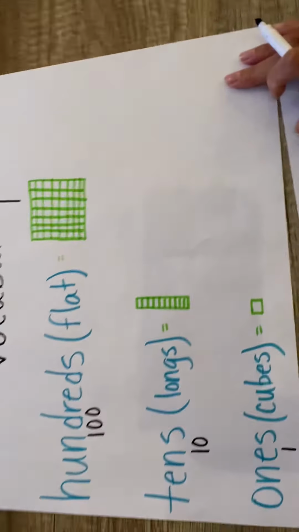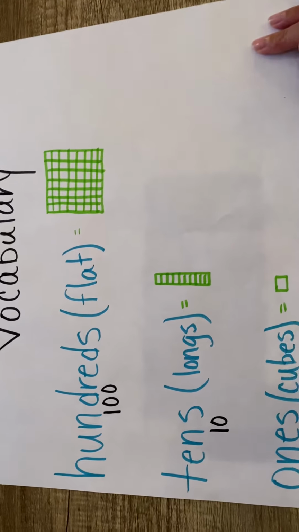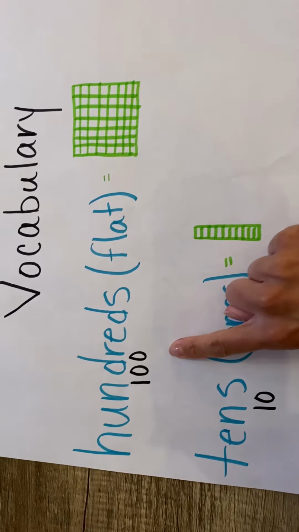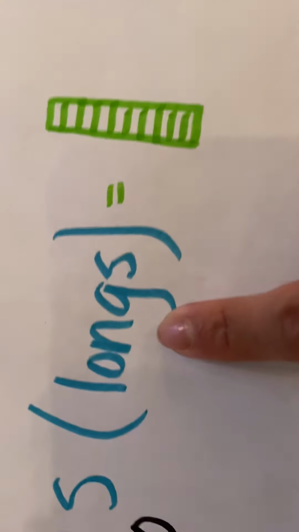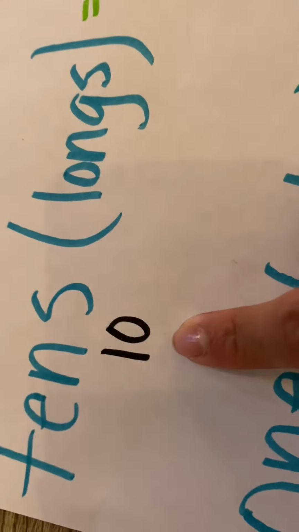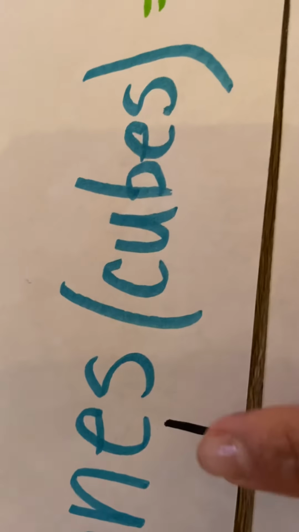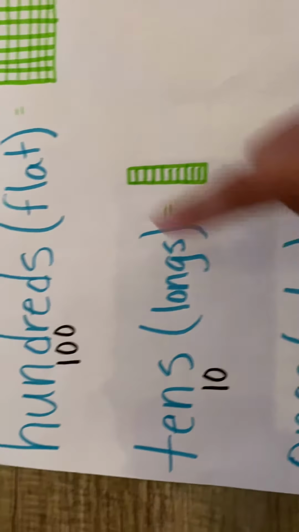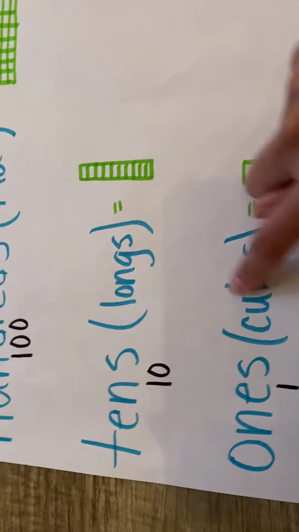Let's review some vocabulary from yesterday's lesson. Hundreds is the flat. This is what the hundreds look like. It's the flat one, which is worth 100. And tens are the long ones, the base 10 blocks, and it's worth 10. And then we have the ones. The ones are the little cubes, and that is worth 1. These are the different place values that we've been learning about: hundreds, tens, ones.